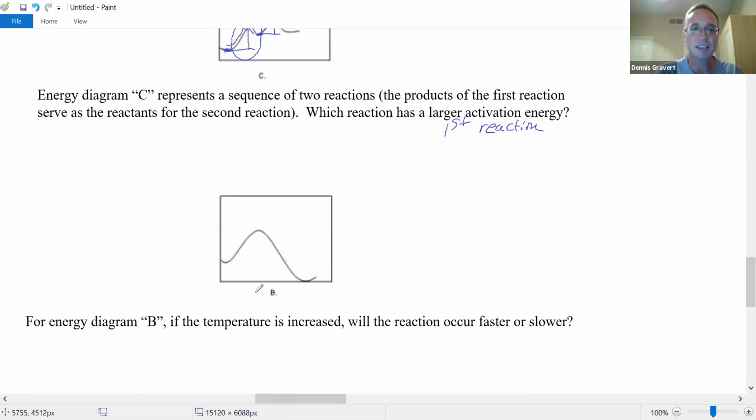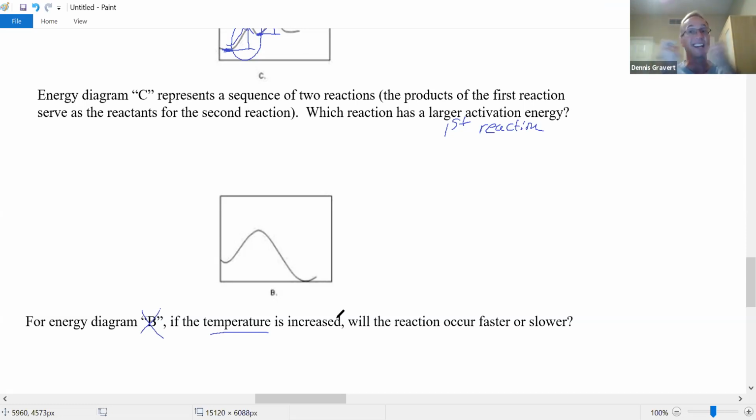Energy diagram B, if the temperature increases, will the reaction occur faster or slower? Doesn't matter what reaction you're talking about. B, A, C, or D. What does temperature do to the speed of the reaction? Well, temperature is actually a measure of kinetic energy for your molecules. At low temperature, they're chilling, they're cold, they're not moving. At higher temperature, they're moving a lot faster.